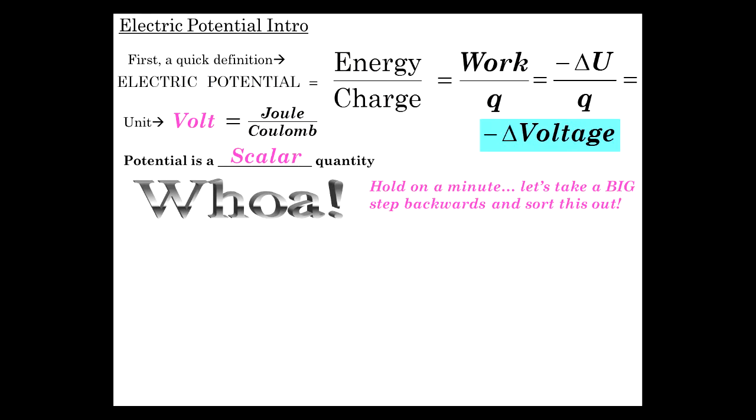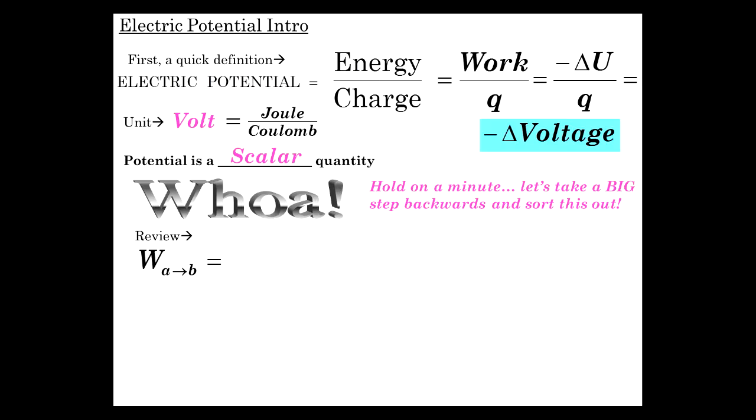Wait a minute here. Volts, joules per coulomb, work per charge, energy per charge, voltage. What is all this stuff? We better take a big step back and sort it all out before we just go crazy. Indeed, we don't want to end up in a psych ward over these ideas, so let's start with the basics. And the basics are defining work.